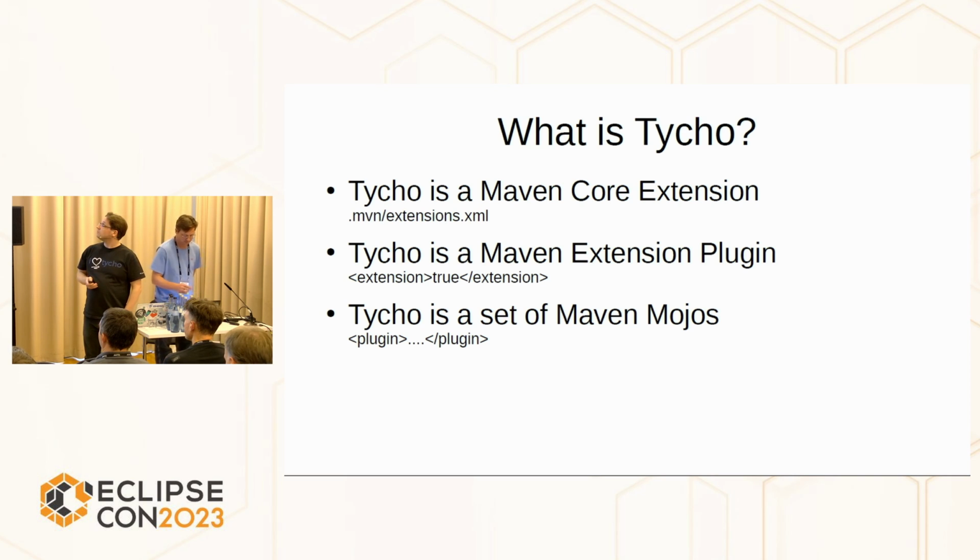Tycho is a Maven core extension. That means it can replace or alter the behavior of Maven itself. And Tycho is also a Maven extension plugin. That means it can interact with the running build. And also Tycho is a set of Maven modules. That's something you usually configure in your POM XML actually. Yeah, and all these things are made to automate PDE metadata and make your build as easy as possible.